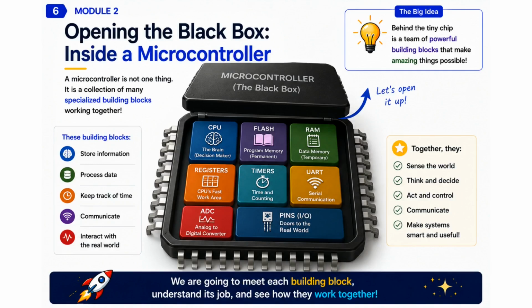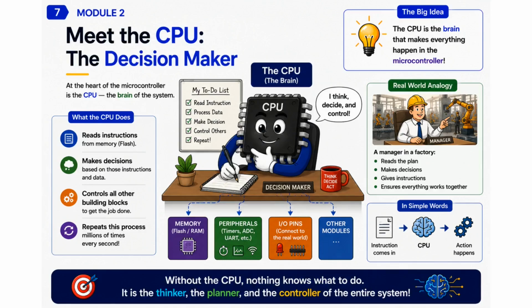When all these building blocks work together, something amazing happens. The system can sense the world around it. It can think and make decisions. It can act and control machines. It can communicate with other systems. And it can solve real problems in the physical world. Over the next few lessons, we will meet each of these building blocks one by one. We will understand what each part does, why it exists, and most importantly, how all of them work together to create intelligent embedded systems. Now, let us meet the most important building block inside the microcontroller, the CPU.